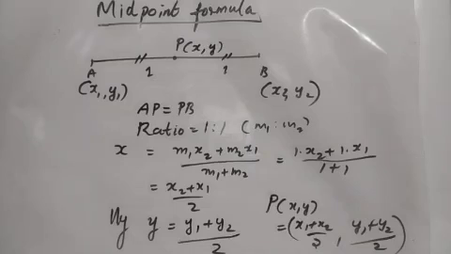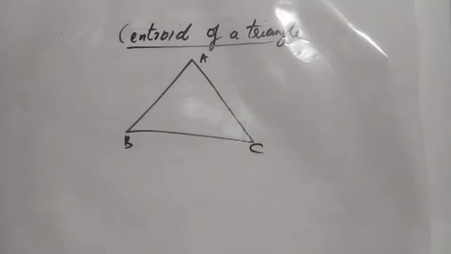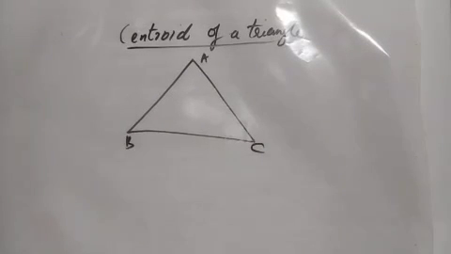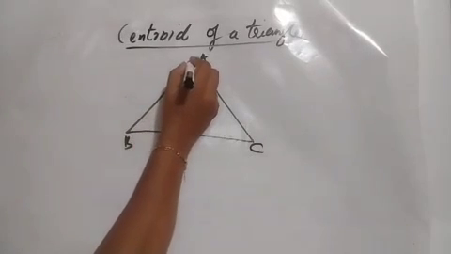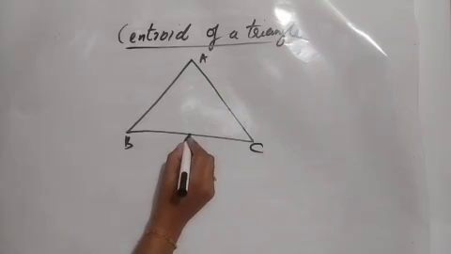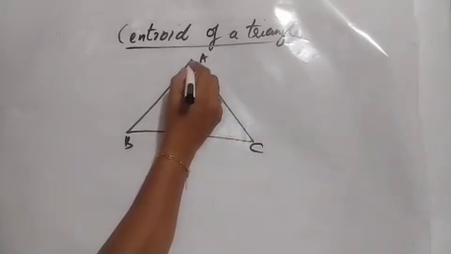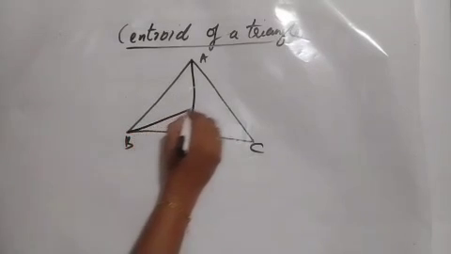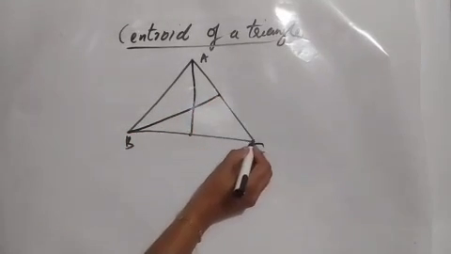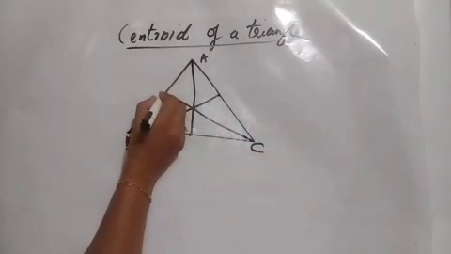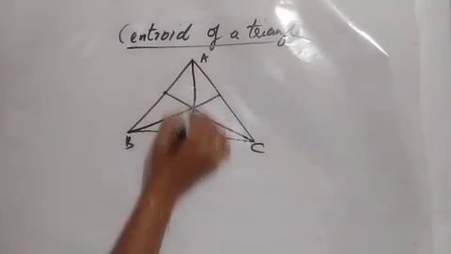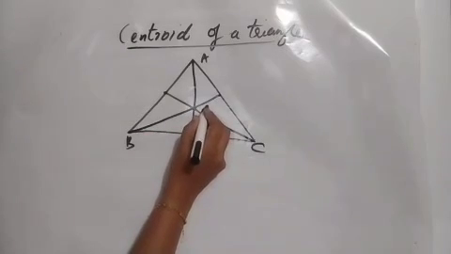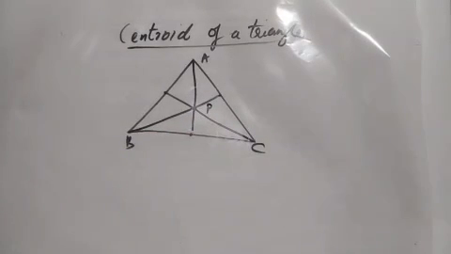And the next is centroid of a triangle. Centroid of a triangle is the point of intersection of its three medians. From A to BC, how can we draw the median? Yes, from the opposite vertex to the midpoint of BC. Similarly, from B to AC, the midpoint of AC, from C to AB, to the midpoint of AB. If we draw these, these are the medians, and this is the point of intersection. How can we calculate this point of intersection?